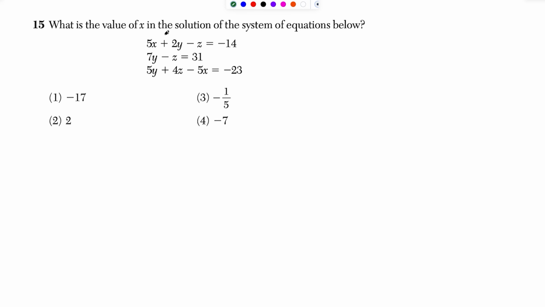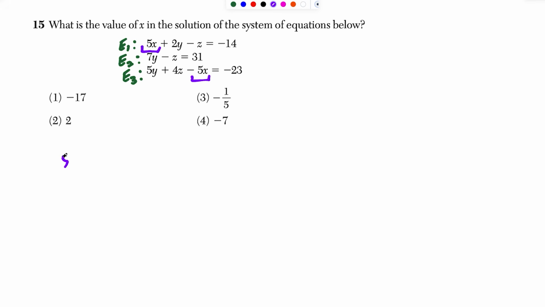Question 15, what is the value of x in the solution of the system of equations below? So for this one, what I'm going to do first is just label these equations. We have equation 1, equation 2, and equation 3. And what I look for is terms that'll cancel out nicely between both equations. So I'm looking at equation 1 and equation 3, and I notice that the x terms, the coefficients are matching opposites. So I'm going to write the equations over here.